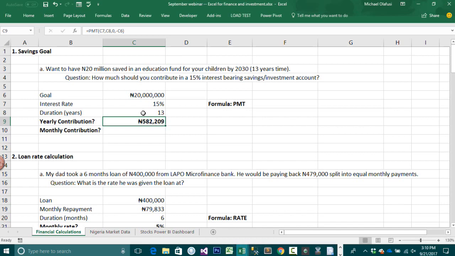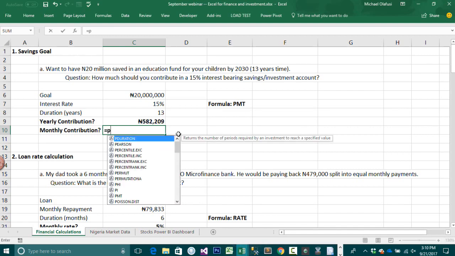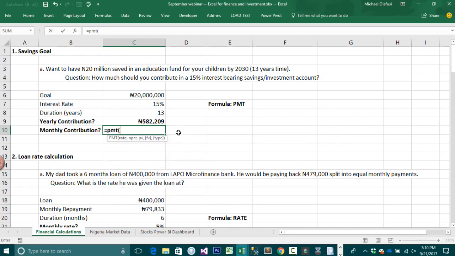So how about if you want to make monthly contributions? How do you figure out how much to save monthly towards that goal? For that we are going to use the same formula, PMT. That's why I say it's the number one formula if you want to use Excel for your personal finance and some of your investment calculations. Get very familiar with this formula. So how about the monthly one? It's a little more interesting.